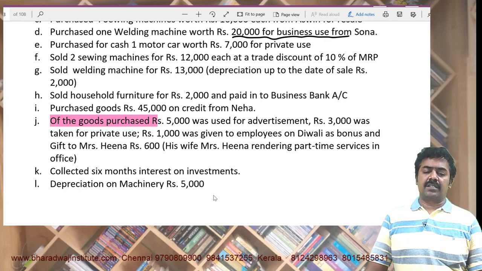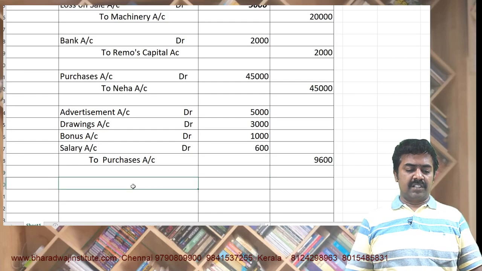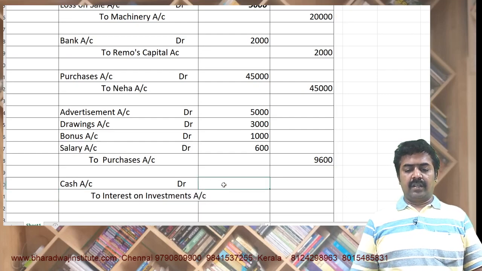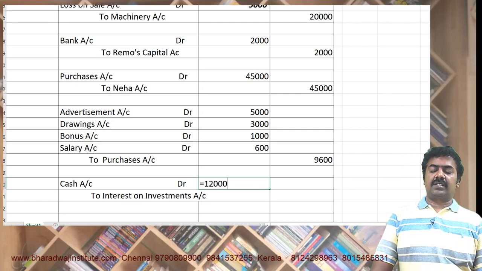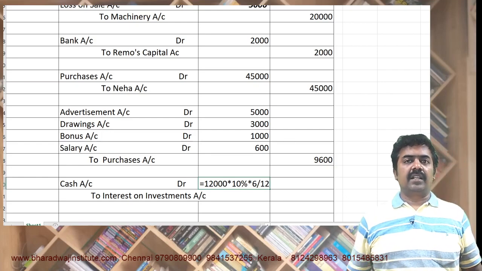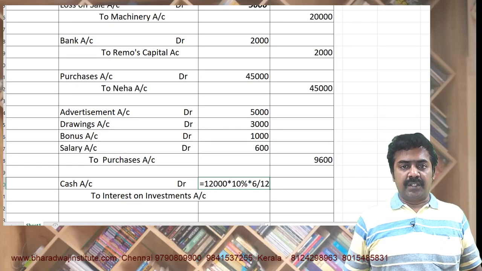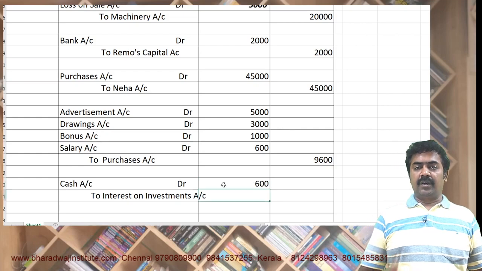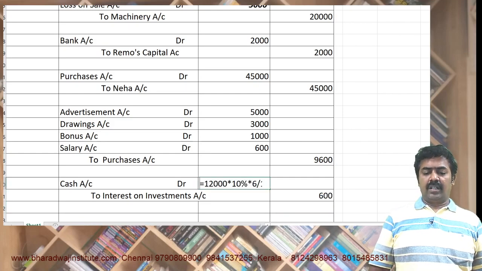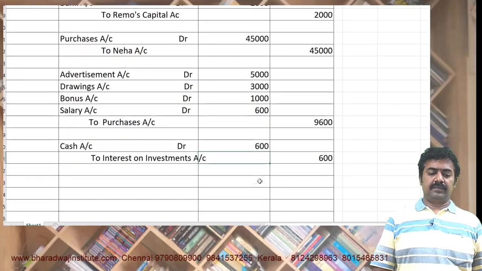Collected 6 months interest on investments. Cash account debit to interest on investments account. Look at the first thing. 12,000 is the face value, 10% government securities, into 6/12. Interest or dividend is collected or paid on the face value of shares. So 12,000 into 10% into 6/12. Adjustment number A: face value is 12,000 into 10% for 6 months. We collected this, that is income from investment.